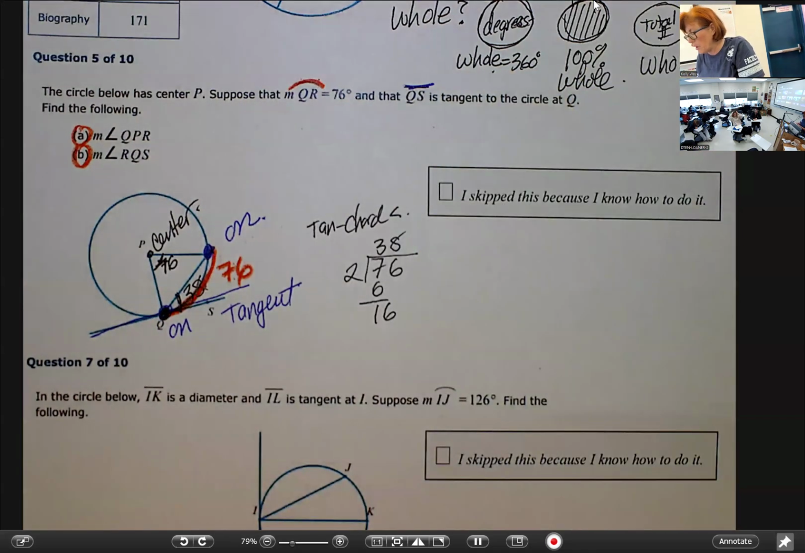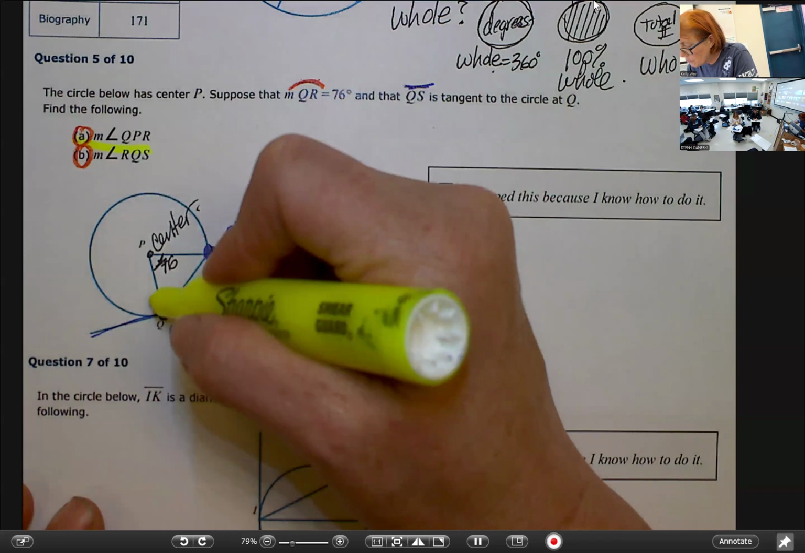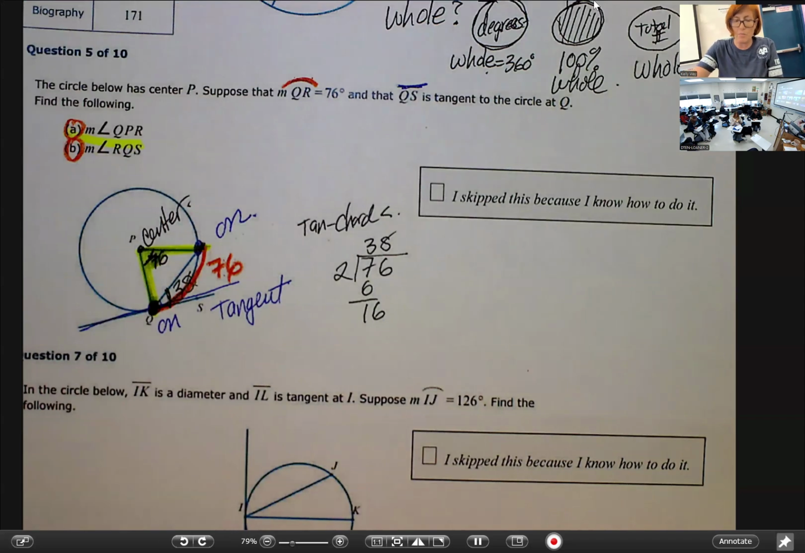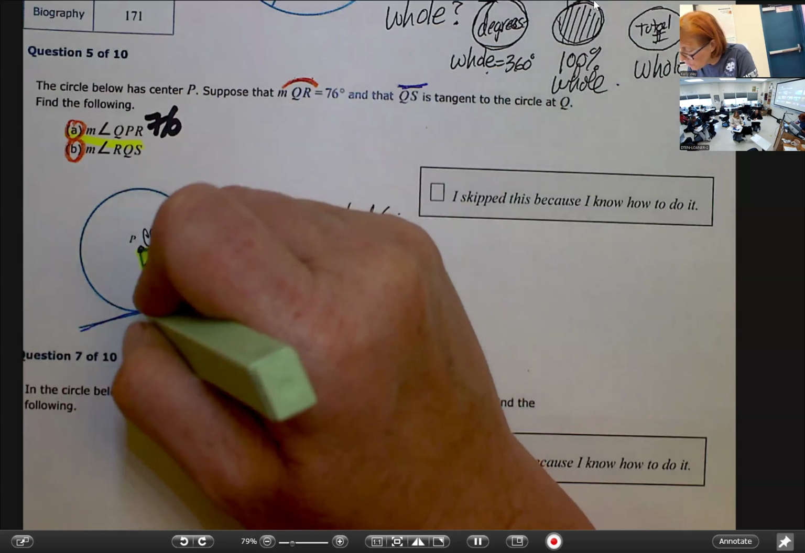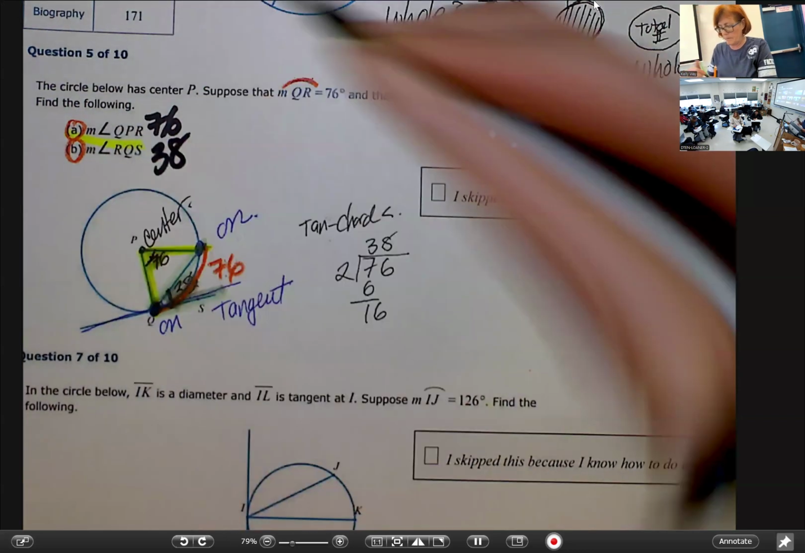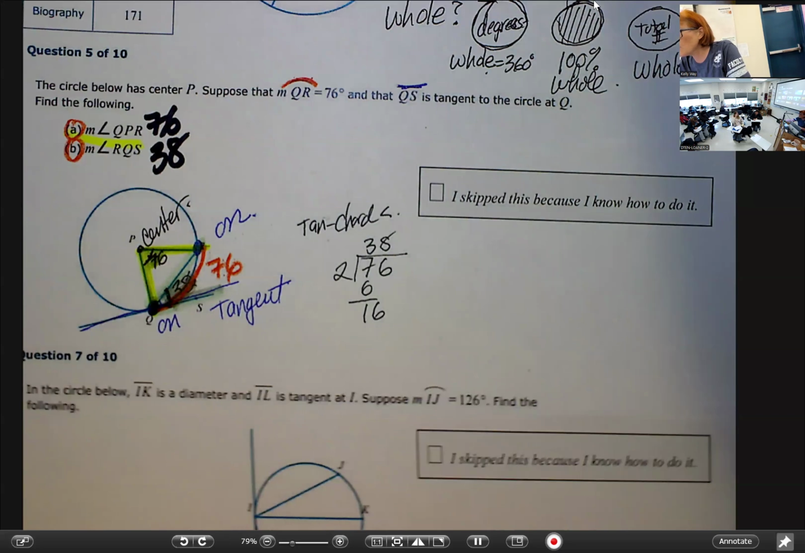And let's see what else we can find. So it wants us to find QPR. So here's QPR. Look, we already have it. It's going to be 76. And the next one it wants us to find is RQS. R is right here. QS, and we just got that one. It is 38. Make sense? Yes? Okay.